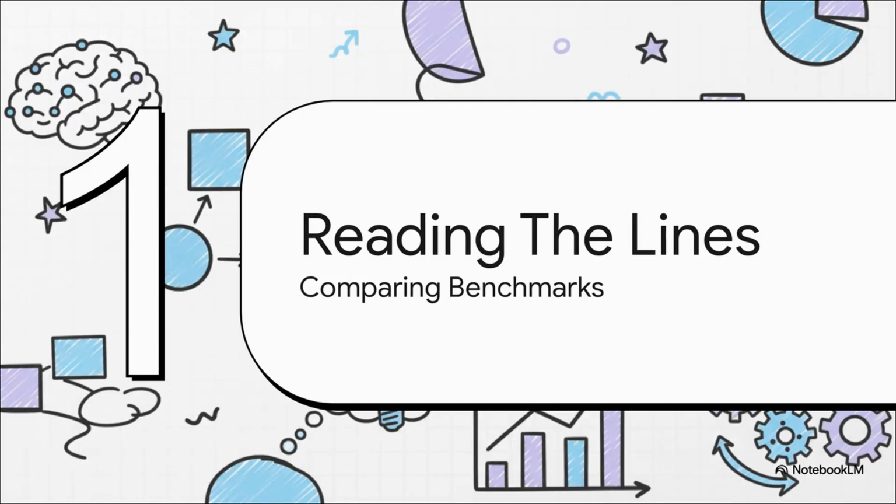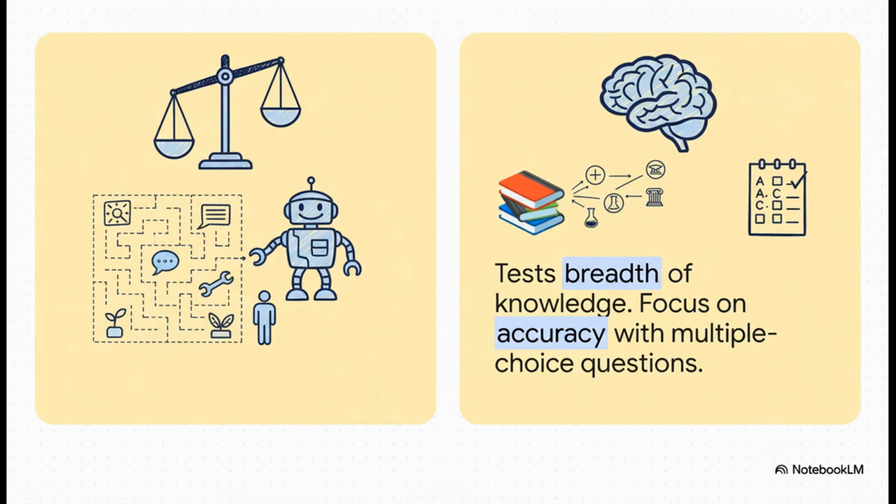Okay, so we've got these different tests, all measuring different things. Now for the really important part, reading between the lines and figuring out what these scores actually tell us. This chart puts it perfectly. HELM's whole philosophy is about real-world use, so it uses interactive scenarios and a ton of different metrics. MMLU, on the other hand, is all about that breadth of knowledge, testing pure accuracy with multiple-choice questions. They're both useful, but they're measuring completely different things.